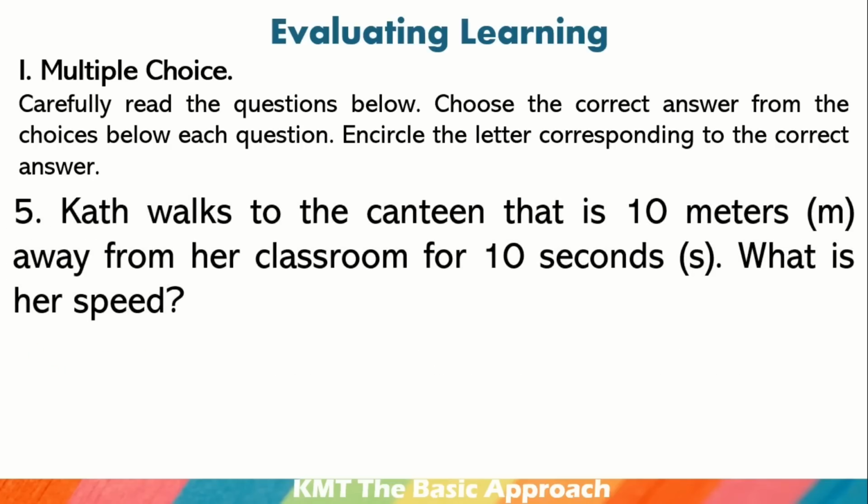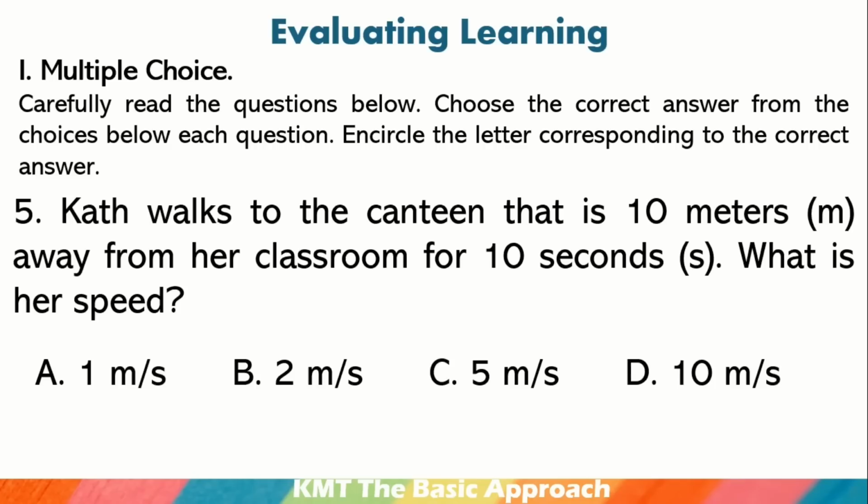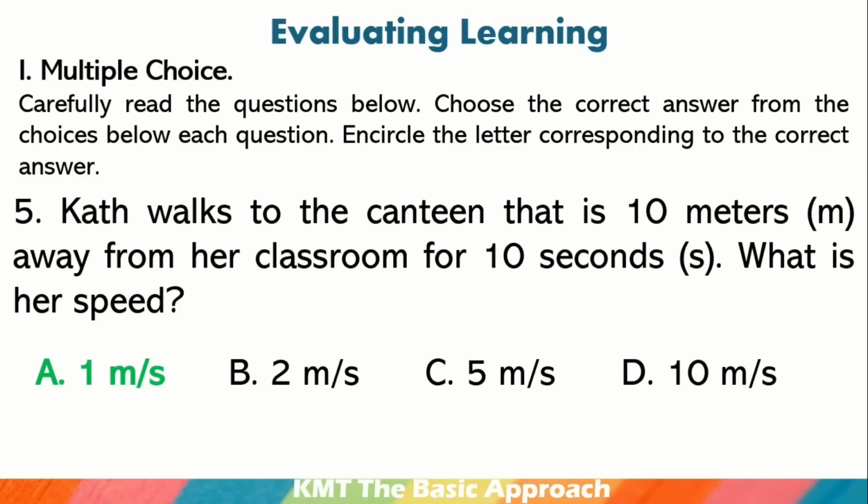Number 5. Kat walks to the canteen that is 10 meters away from her classroom for 10 seconds. What is her speed? Letter A, 1 meter per second. Letter B, 2 meters per second. Letter C, 5 meters per second. Letter D, 10 meters per second. What is the correct answer? Great! The correct answer is letter A, 1 meter per second.